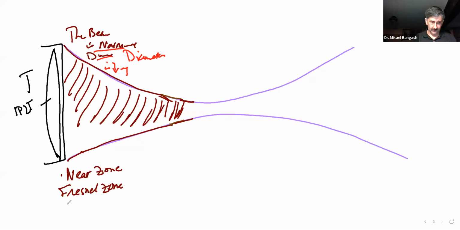Some people may also call it the near field. So that is the near field or the near zone, but it's also known as the Fresnel zone. Clear? Now why do they call it the near zone? Because it is the zone of the beam which is close or near to the source of the sound beam here. Did you girls get that?